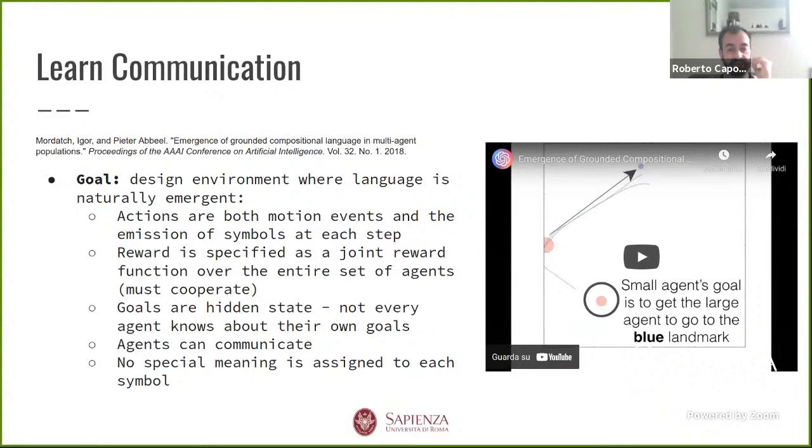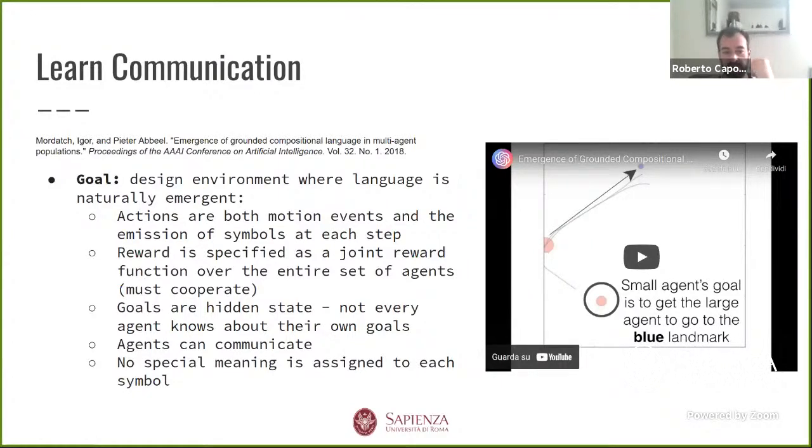The idea was designing an environment where language is emergent in a natural way. They did that by allowing each agent to emit actions that not only represent motion events, but at the same time also emit some symbols. So at each step, the agent emits an actual action and also a symbol, which is used for communication.